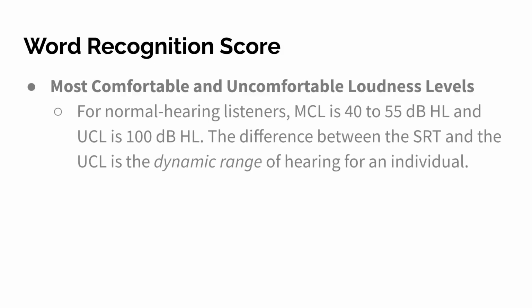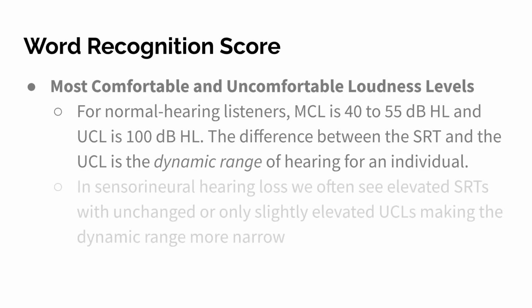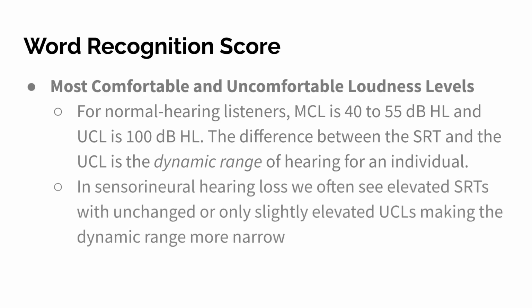For normal hearing listeners, MCL is about 40 to 55 dB HL, and UCL is about 100 dB HL. In reality, UCL might be a little bit less, like around 90. The difference between the SRT and the UCL is the dynamic range for hearing for an individual. In sensorineural hearing loss, we often see elevated SRTs with unchanged or slightly elevated UCLs, making the dynamic range more narrow.